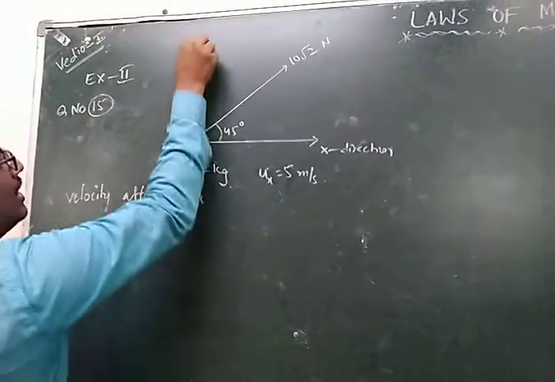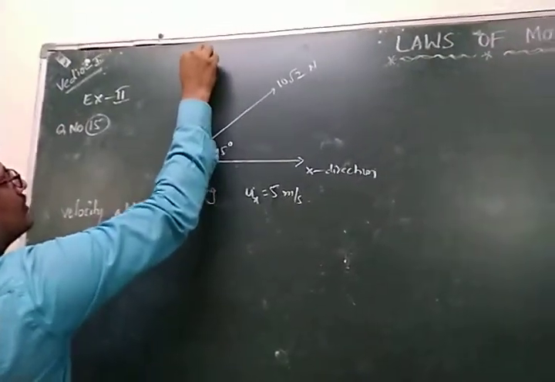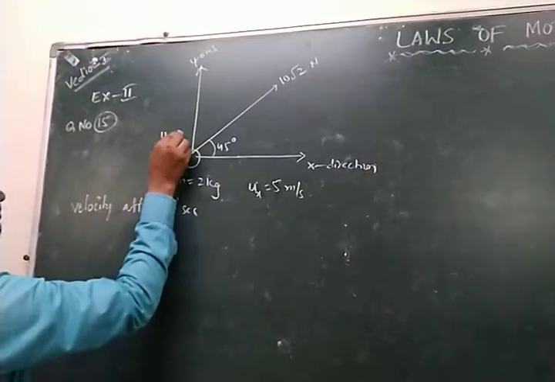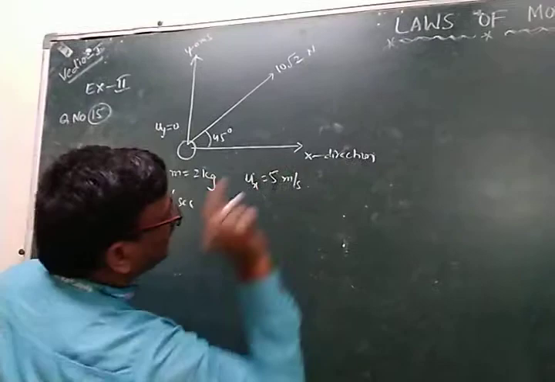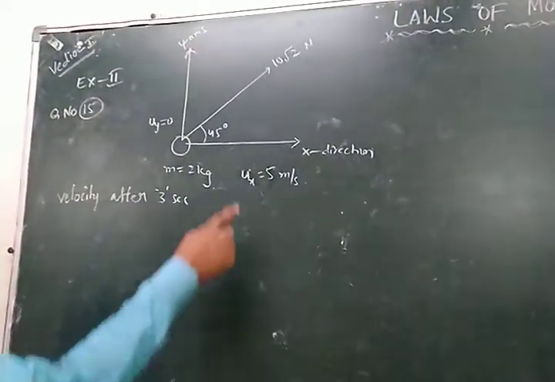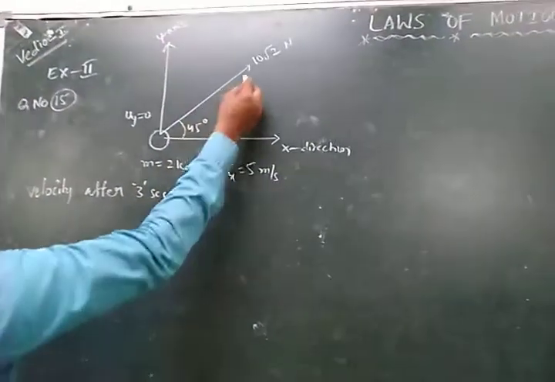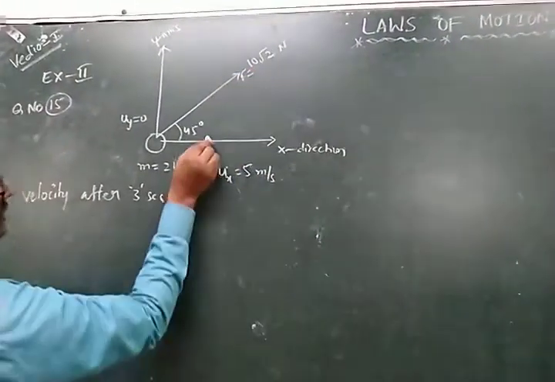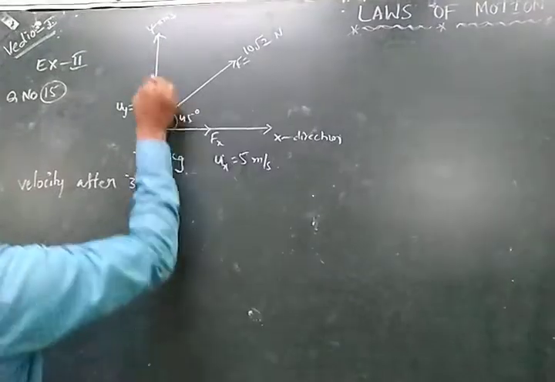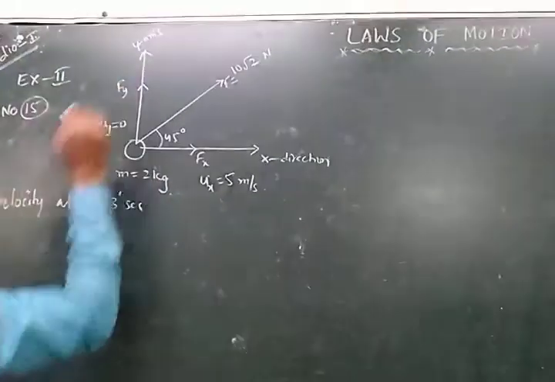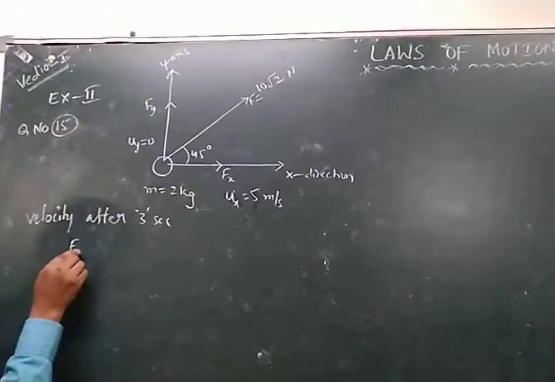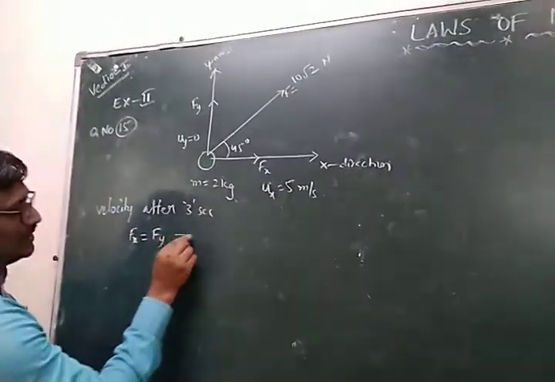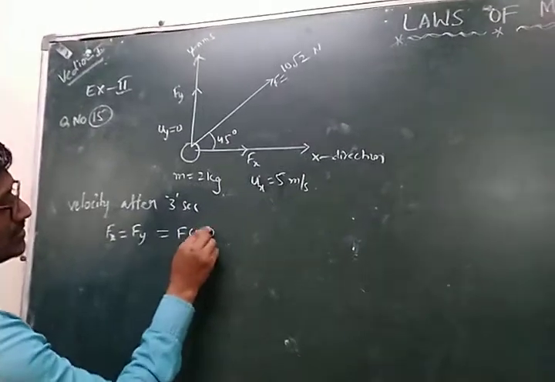Now along the y-axis, the initial velocity becomes 0 because it is moving along the x direction. Then we can find the force. Along the x-axis is Fx, along the y-axis is Fy. We can write Fx is equal to Fy, that is equal to F cos theta.